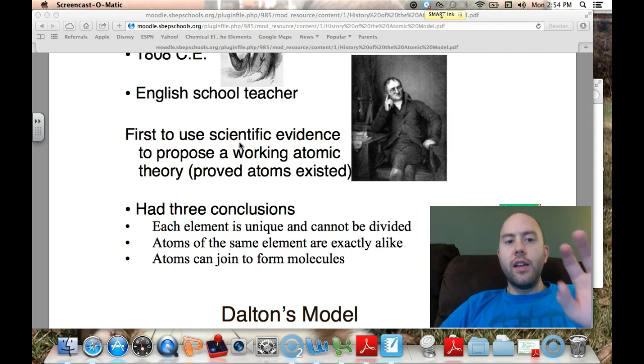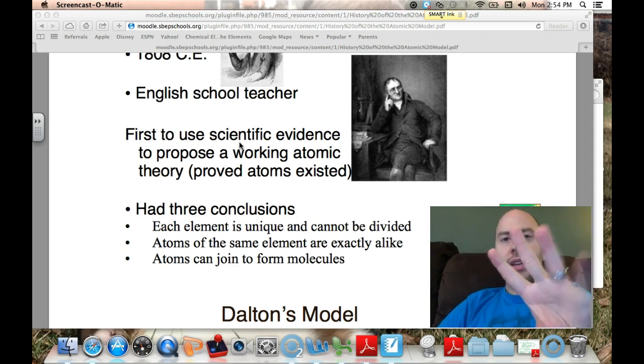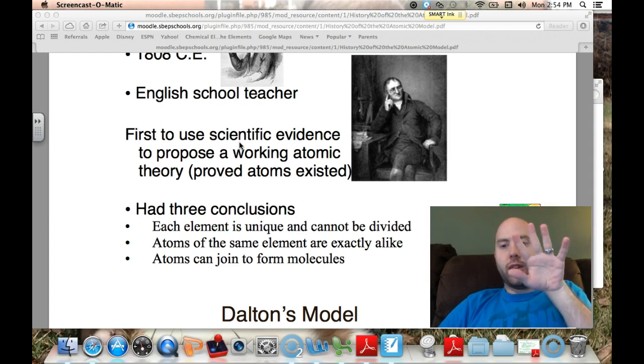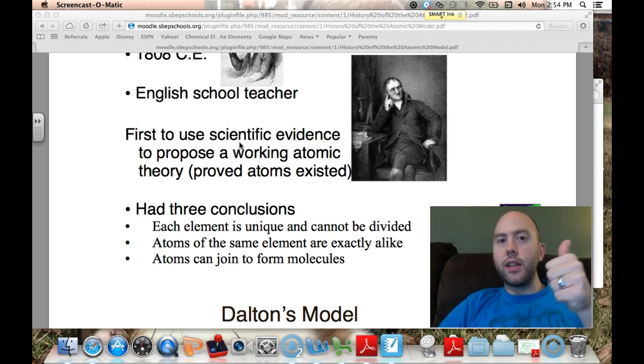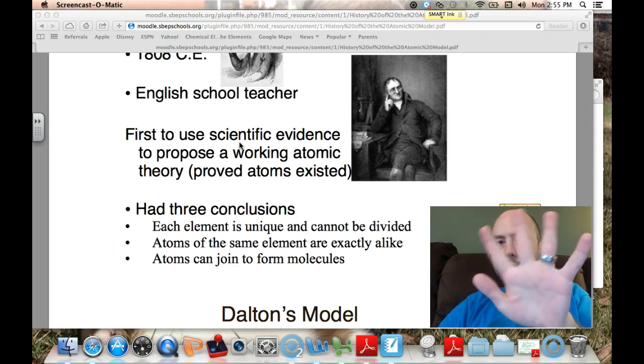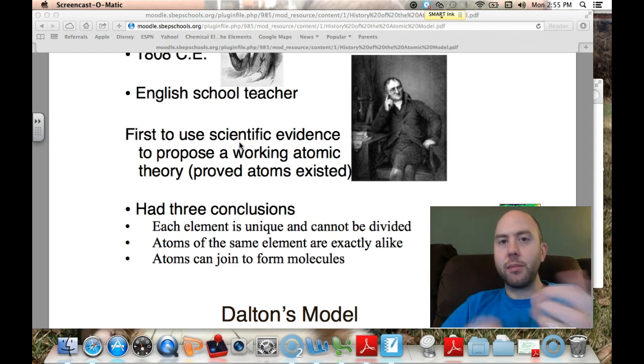So again, even though I summarized it in, there we go, 3, it's really 5 conclusions. Each element is unique, so each element looks different than different elements, but if it's the same atom, the same element, they're all identical, so there's 2 right there. Atoms cannot be divided. Atoms are the smallest things. You cannot create or destroy atoms in chemical reactions. And then the 5th one is atoms can join together to make molecules.